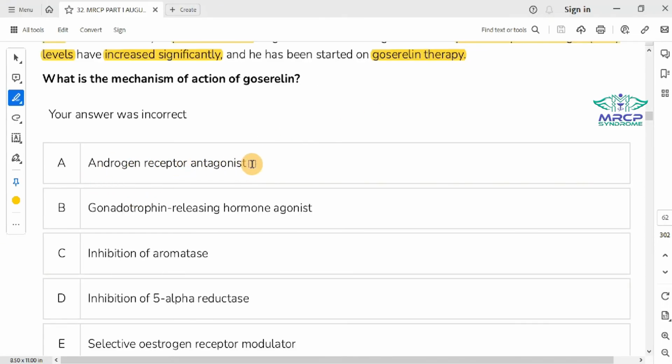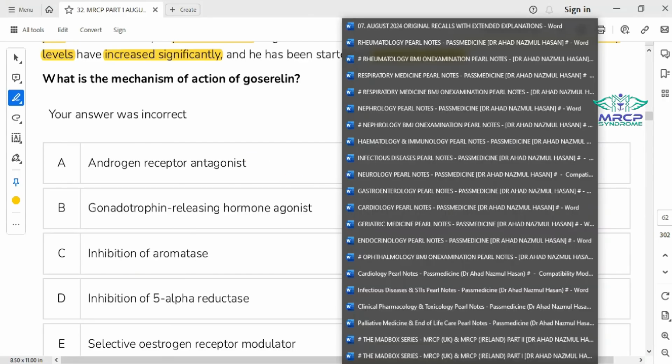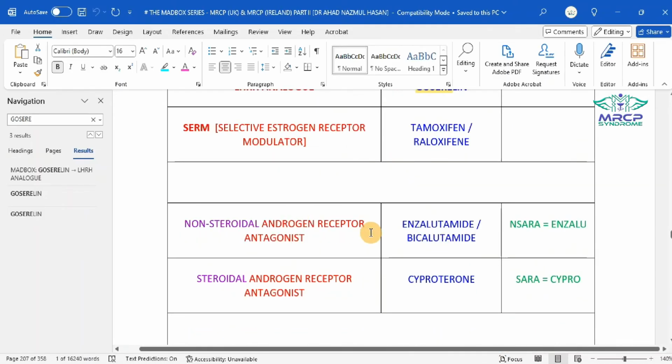Which drugs are the androgen receptor antagonists? Which one is steroidal, A or B? Cyproterone acetate. And which drugs are the non-steroidal ones? Not abiraterone. The non-steroidal ones are bicalutamide and enzalutamide.